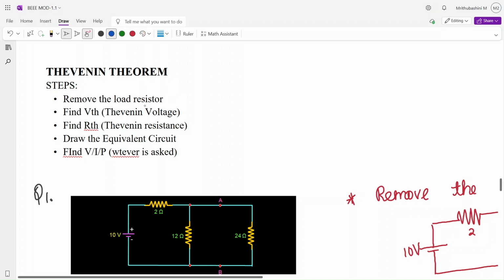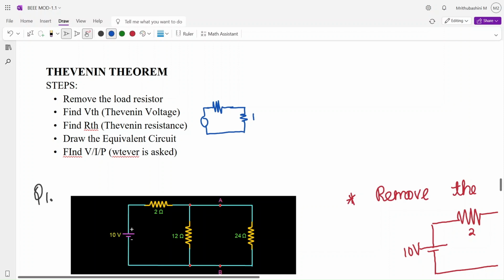Then you have to find the Thevenin voltage. I'll teach you how to find the Thevenin voltage. It's like the normal voltage only. Then you have to find the Thevenin resistance. Then you have to draw the equivalent circuit. Equivalent circuit is a circuit you will draw with the Thevenin voltage. I'll draw it. So with the load resistance, with the Thevenin resistance and with the Thevenin voltage only, you'll draw.